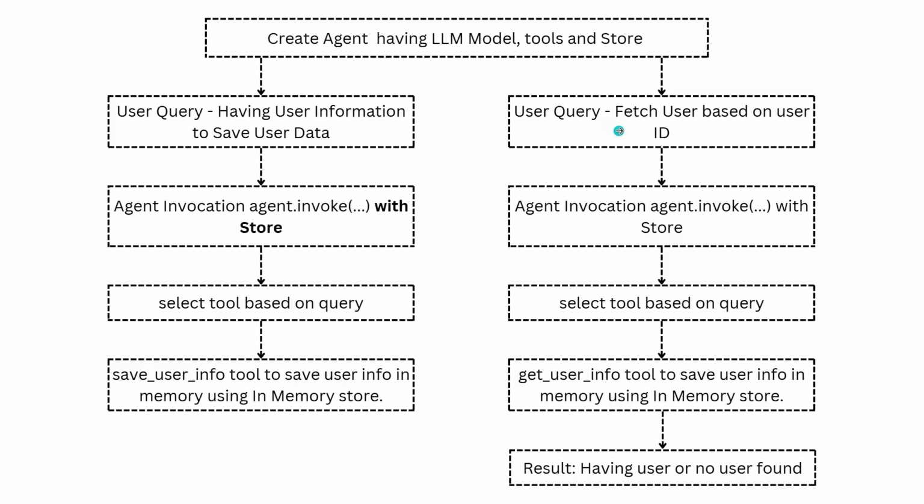Now the same agent will invoke a query to fetch the user information based on user ID. The agent will understand the query and pick the get user info tool. The tool looks into the in-memory store to find the data and returns the same if the user is found, else it returns no user found. Here, the store works across all calls, so whatever you save once, you can fetch anytime later, as long as the app is running.